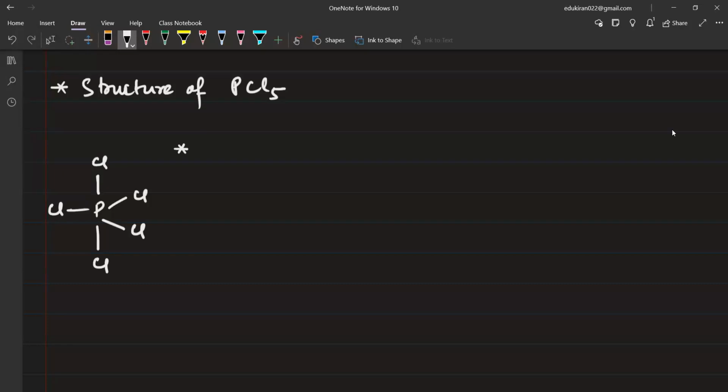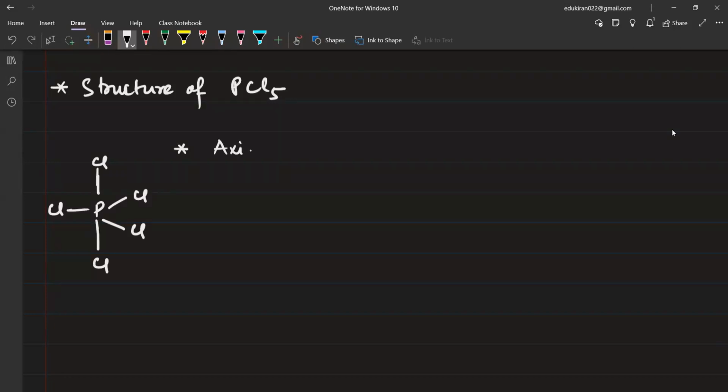Now, in this case, I will write first of all, the axial bonds of PCl5. They will be experiencing more repulsion because of the 3 90-degree bond pairs that they are having. And because they are experiencing more repulsion, they will be pulled out a bit. That is why the axial bonds will be a bit larger or greater in length.